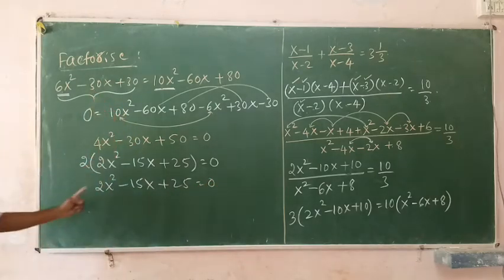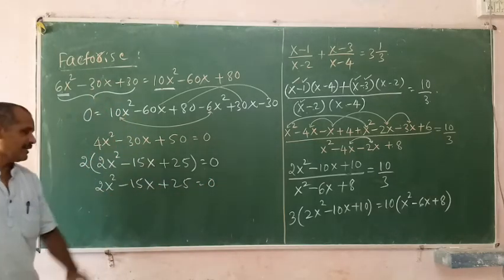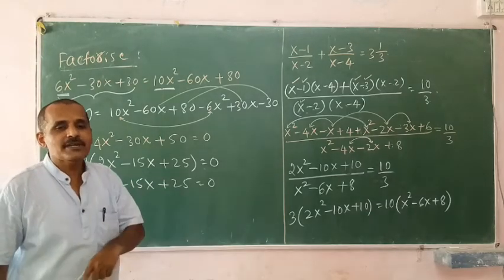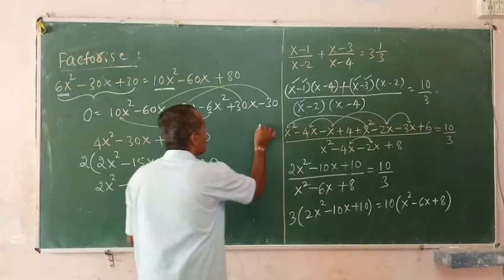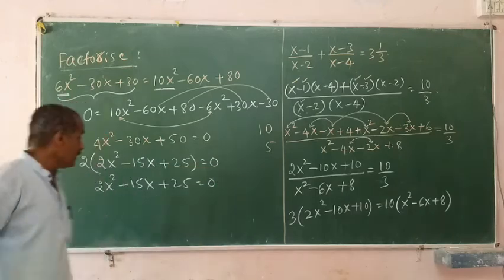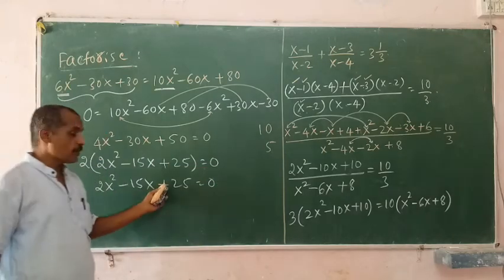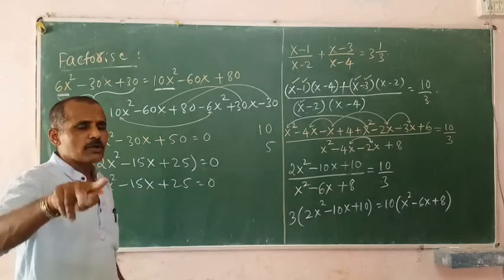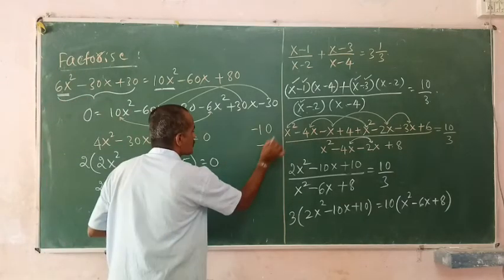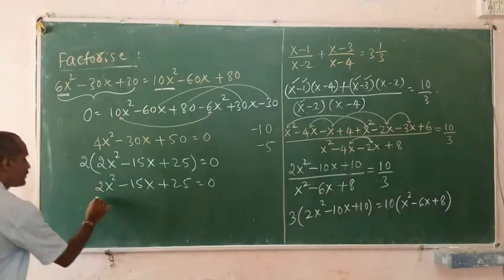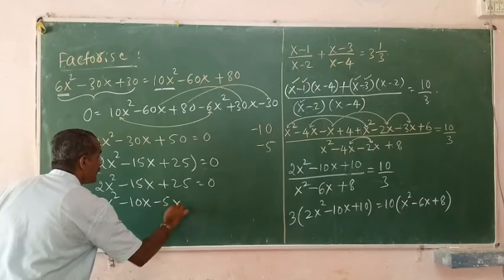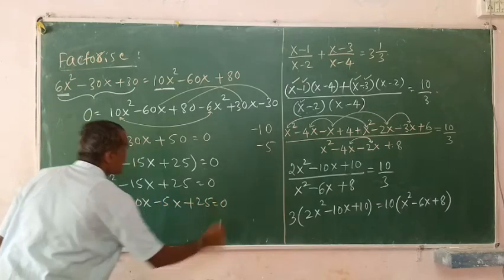Now multiply 2 and 25 to get 50, and the sum must be 15. Very simple, 10 and 5 are the main terms. 10 fives are 50, and on adding they give 15, but which sign? The last sign is positive, which means both must be positive or both must be negative. The sign is negative here, so both must be negative. 2x square minus 10x minus 5x plus 25 is equal to 0.